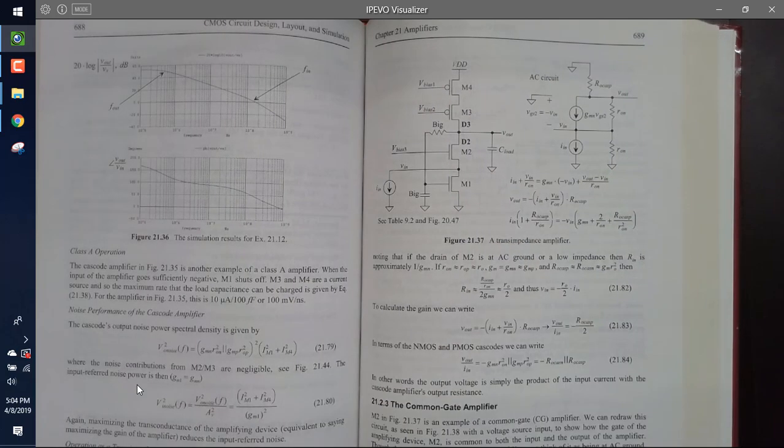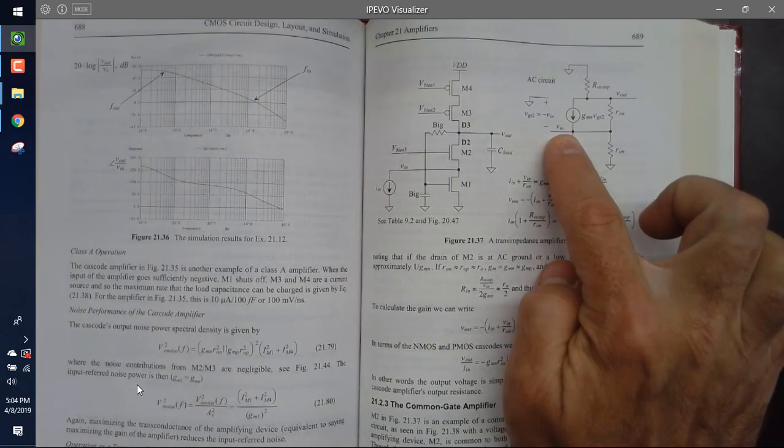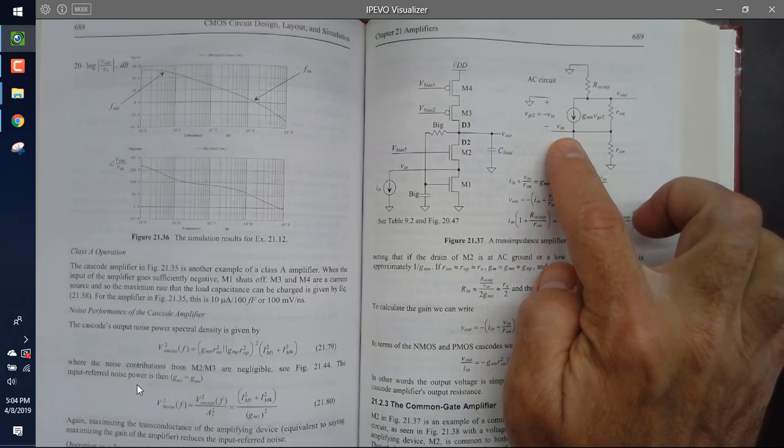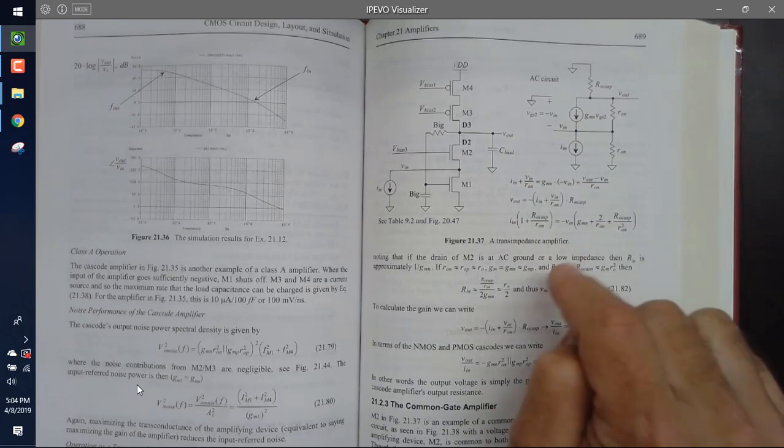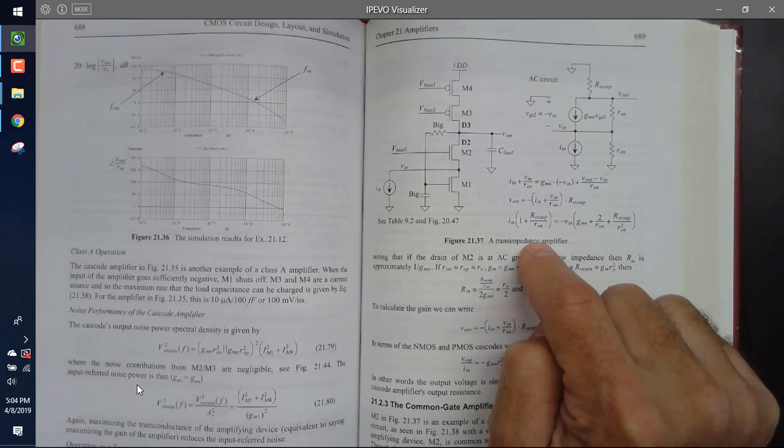Why is it called a transimpedance amplifier? Outputs voltage, inputs current, so the gain is V over I. V over I is resistance, so it's called a transimpedance or transresistance amplifier.